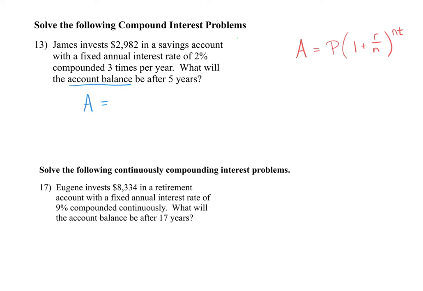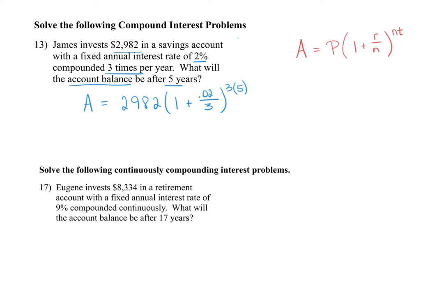They have given me principal of $2,982. 1 plus my rate 2%, you want that as a decimal. Number of times a year it compounds, 3, raised to that 3 again, times that 5. All right, you can do all of this at one time in your calculator.